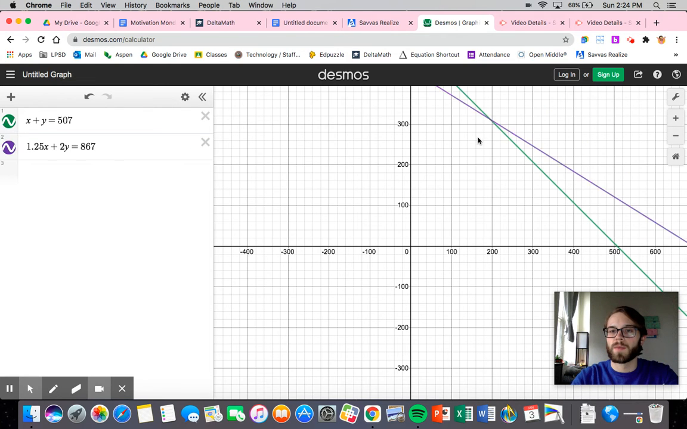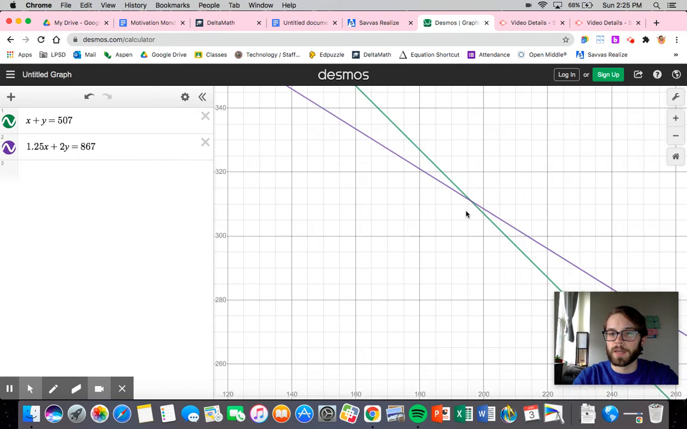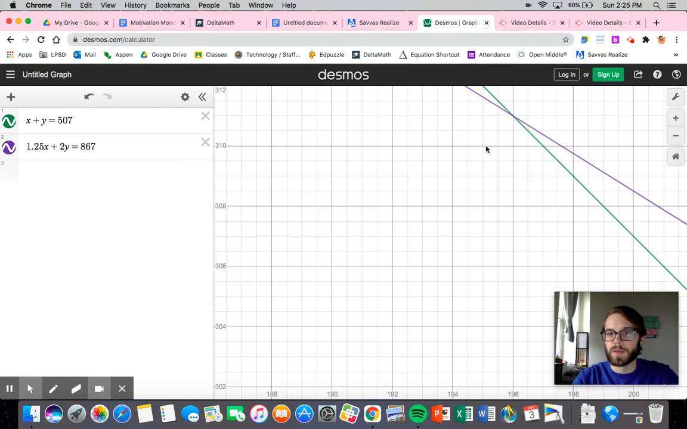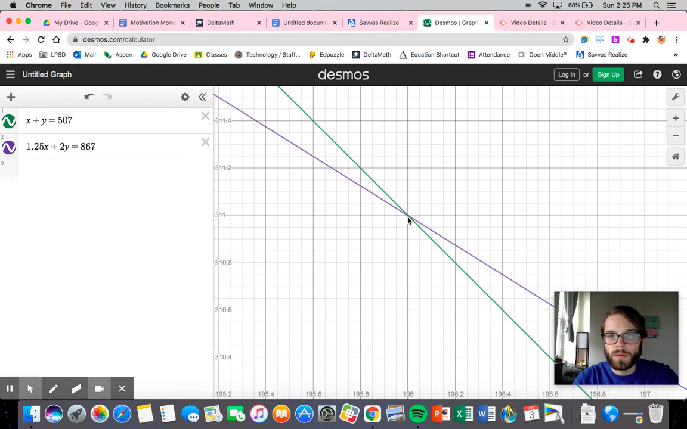And now we need to find the points of intersection. So it is around here-ish. And I just zoom in so I can actually see what it is. And there's my point of intersection, 196 and 311. So what does that mean? We had 196 x, and we said our x was children, and 311 y, which is our number of adults. So our number of children was 196, and our number of adults was 311.